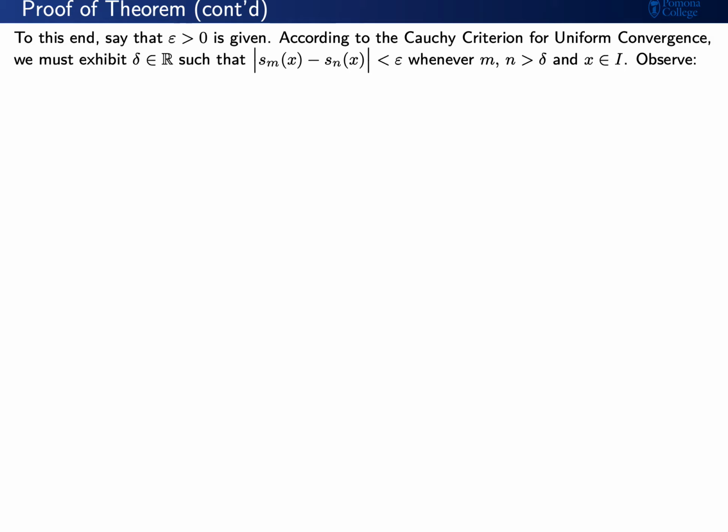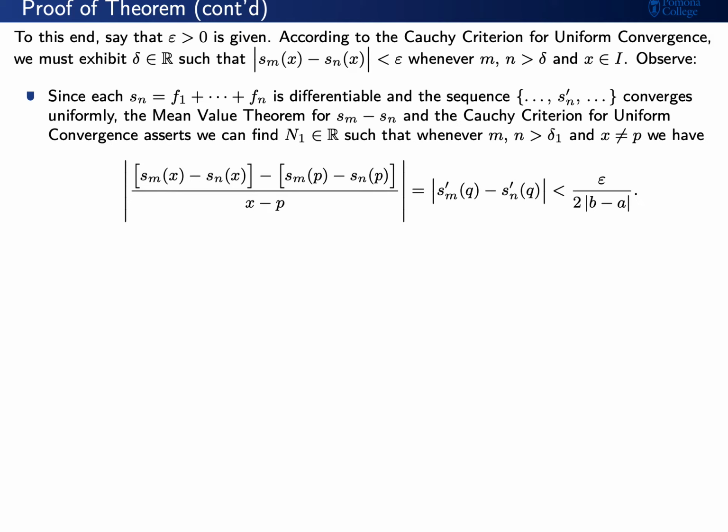Let's observe a couple of facts. First, since each partial sum S_n is differentiable and the sequence S_n' converges uniformly, we'll use the mean value theorem for the difference S_m minus S_n, as well as the Cauchy criterion for uniform convergence, to find a capital N_1 such that whenever m and n are greater than N_1, and x is different from p, we then have this difference, S_m(x) minus S_n(x) minus S_m(p) plus S_n(p), all divided by x minus p, must be less than epsilon over twice the absolute value of b minus a.